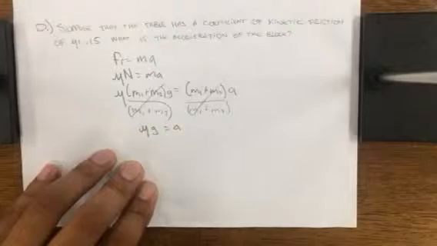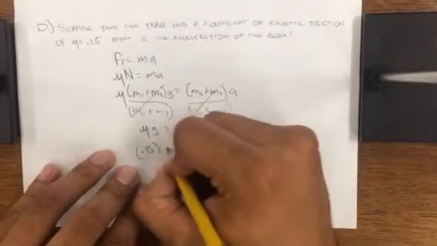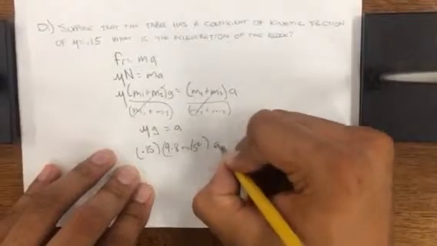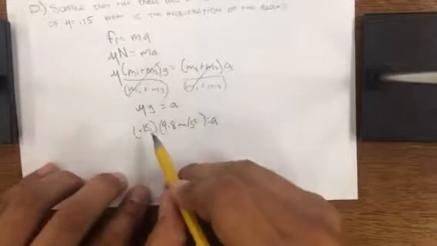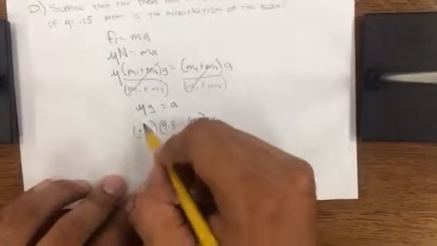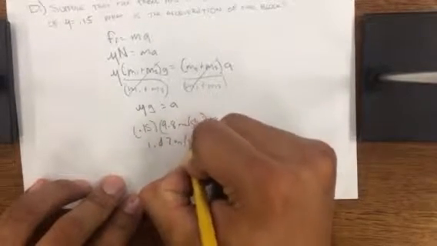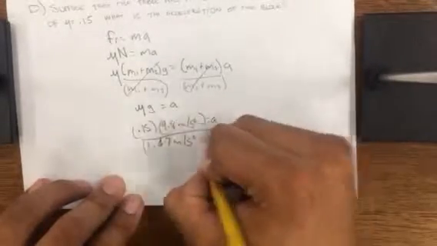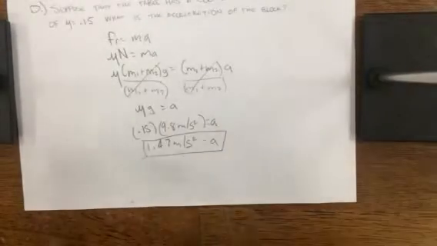Okay. So 0.15 times 9.8 meters per second squared will be equal to the acceleration. And this is 1.47 meters per second squared. And that is it. This is all we have to do.